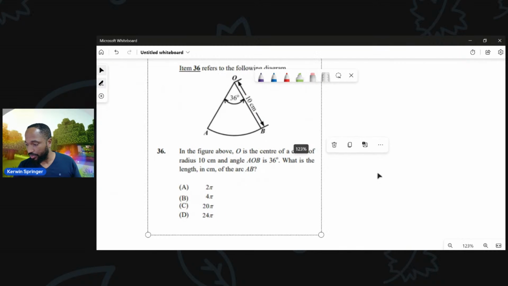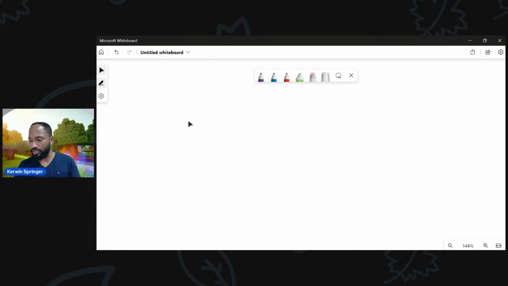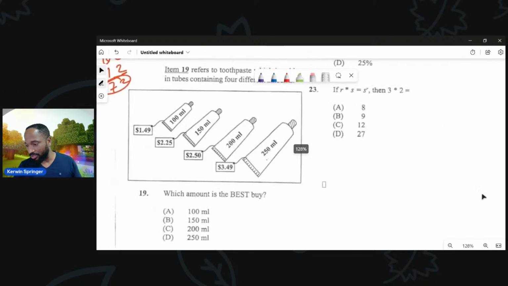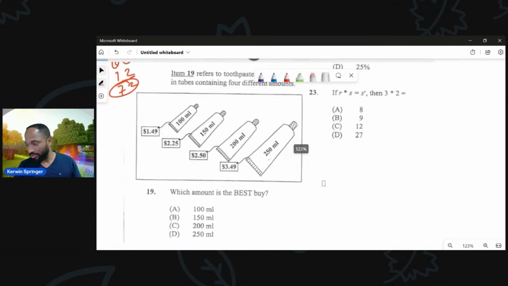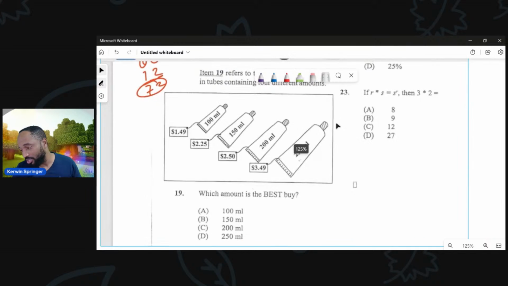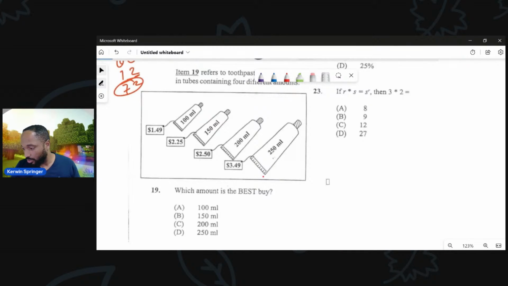In the figure above, wait, just now I got a little backfire there. It didn't copy well. So this best buy question, I hate to do this best buy question because it just wastes my time. Just take out a little calculator and divide. You know you have a calculator in the exam. Which amount is the best buy? So that's 2 things you can do.